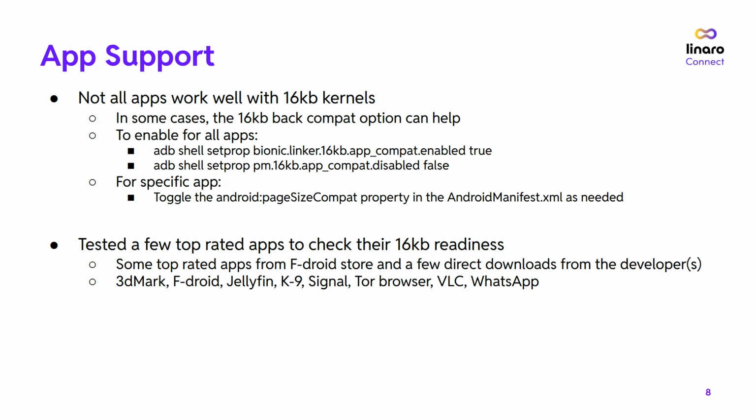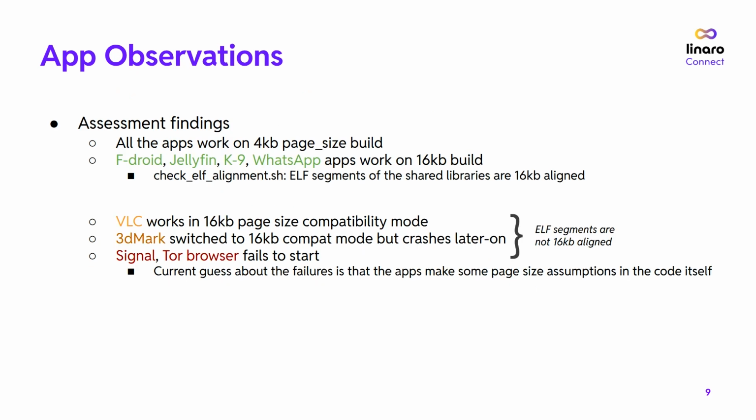We test ran a few top-rated apps to check their 16K readiness. Some of these are installed from the F-Droid public app store, while others are downloaded directly from their developer website. I've listed the applications that we have test run, and I'll talk about their runtime behavior. To start with, we verified that all the apps work on the default 4K page size build, just to make sure that the applications are not broken in any way. Some of these apps work on 16K page size AOSP builds.